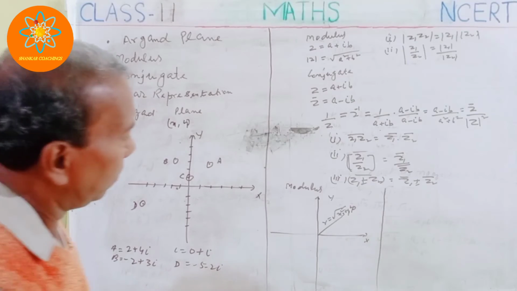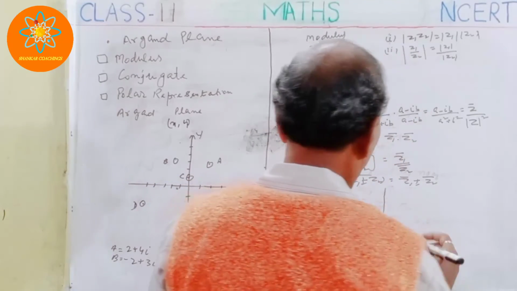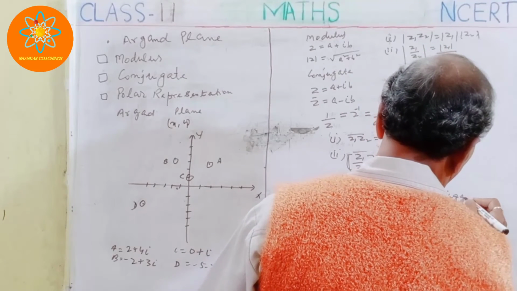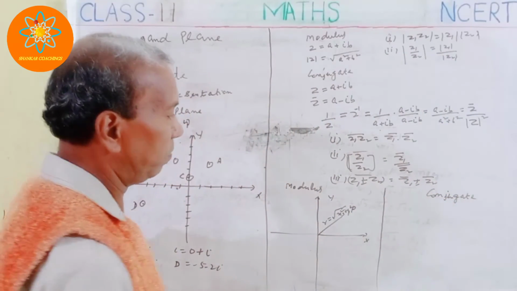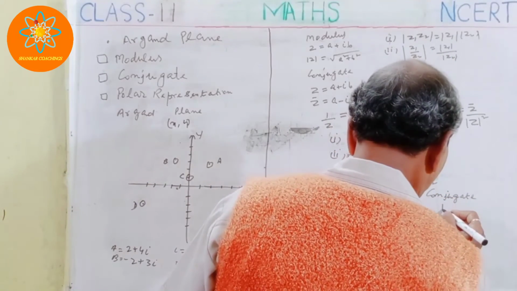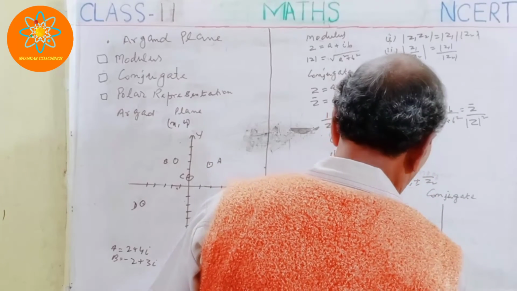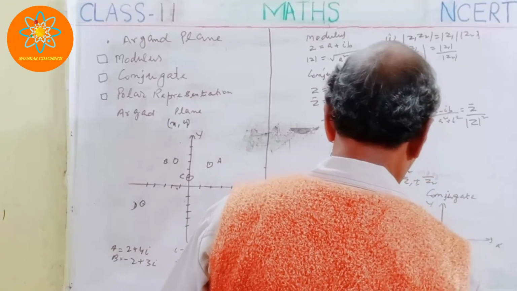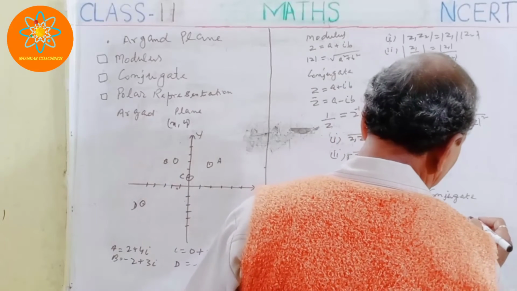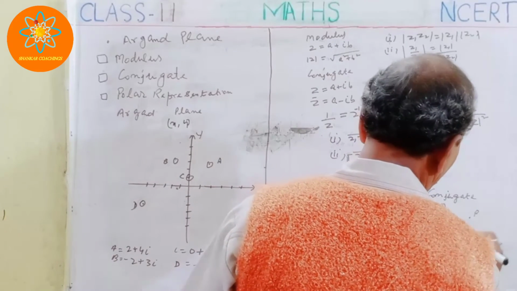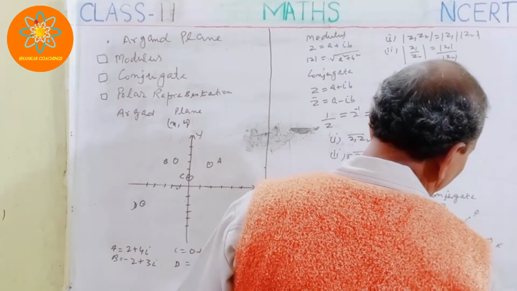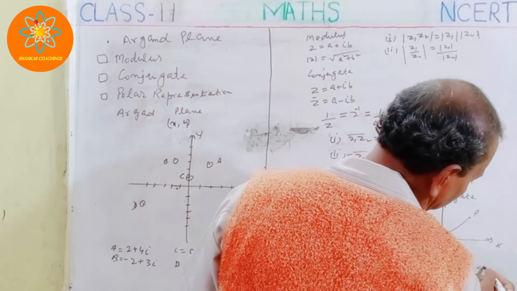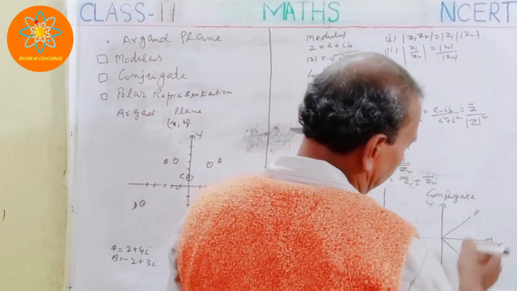Now let's suppose I want to represent the conjugate. So how to represent the conjugate on the Argand plane? This is the x-axis, this is the y-axis. Let's suppose the point P is given here, and I want to represent its conjugate on the Argand plane. So let's suppose point Q is the conjugate of P.